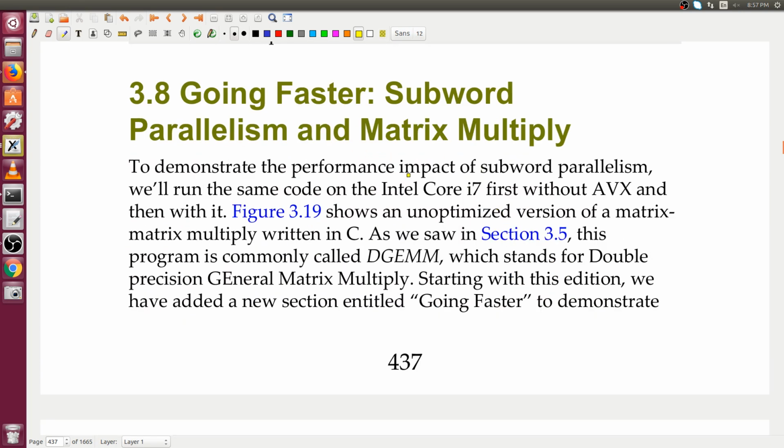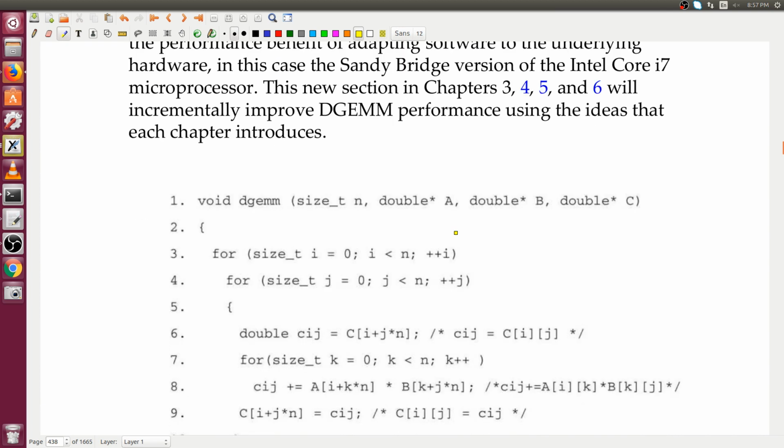Okay, so let's move on a little faster. I think this is our last section. Going faster, subword parallelism and matrix multiply. To demonstrate the performance impact of subword parallelism, we'll run the same code on the Intel Core i7, first with AVX, then without it.